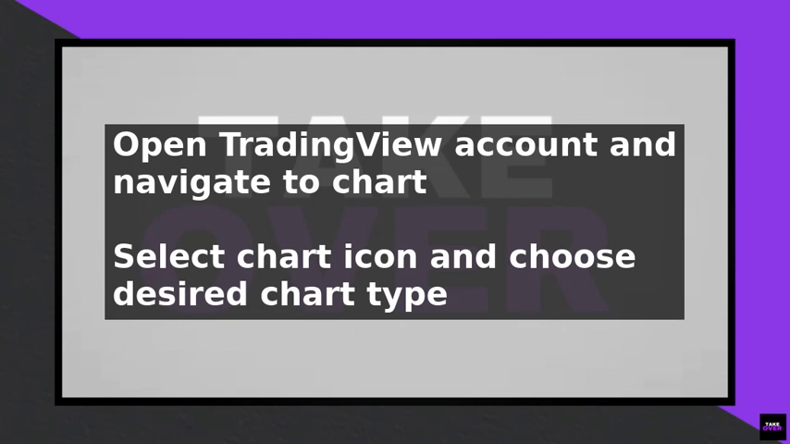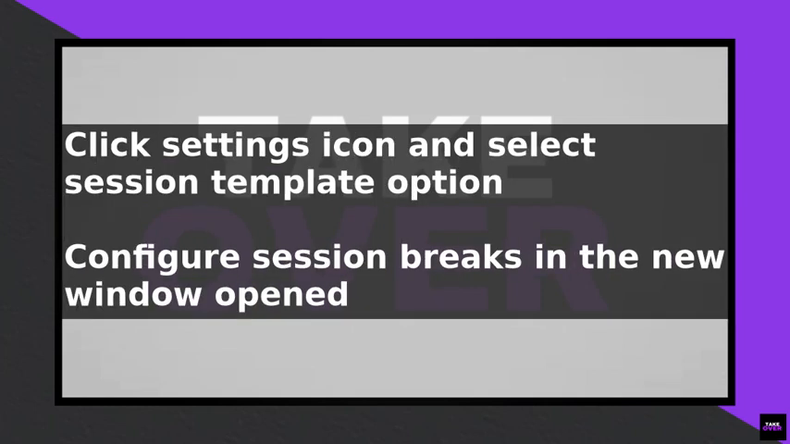First, open your TradingView account and navigate to the chart you want to work with. You can do this by clicking on the chart icon in the top navigation bar and selecting the desired chart type. Next, click on the settings icon in the bottom right corner of the chart and select the session template option. This will open a new window where you can configure your session breaks.